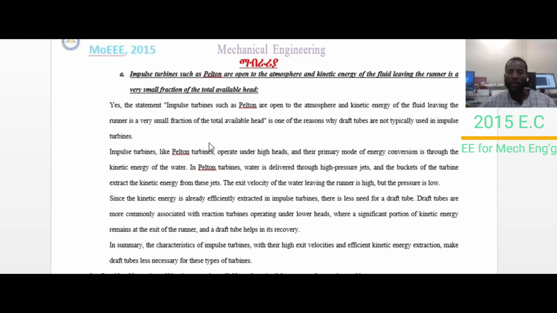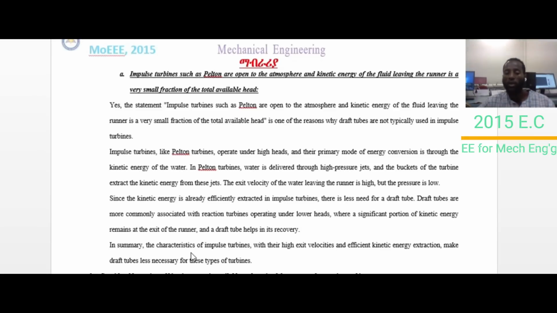In A, it says impulse turbines such as Pelton are open to the atmosphere and kinetic energy of the fluid leaving the runner is a very small fraction of the total available head. So yes, this is the reason why draft tubes are not applicable in impulse turbines. It is one of the reasons why draft tubes are not typically used in impulse turbines.